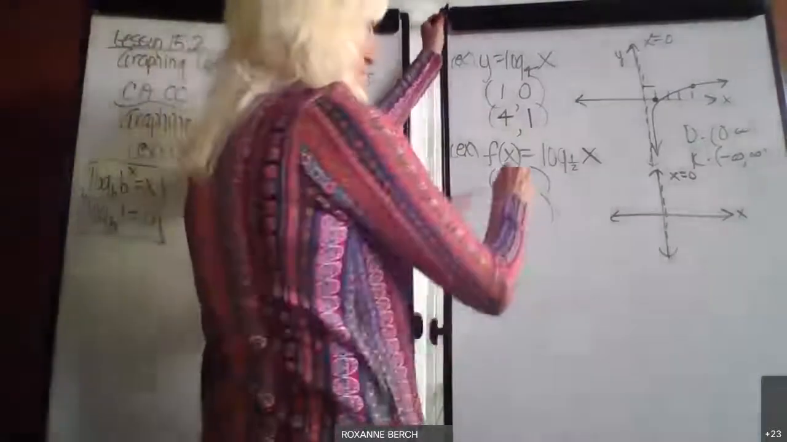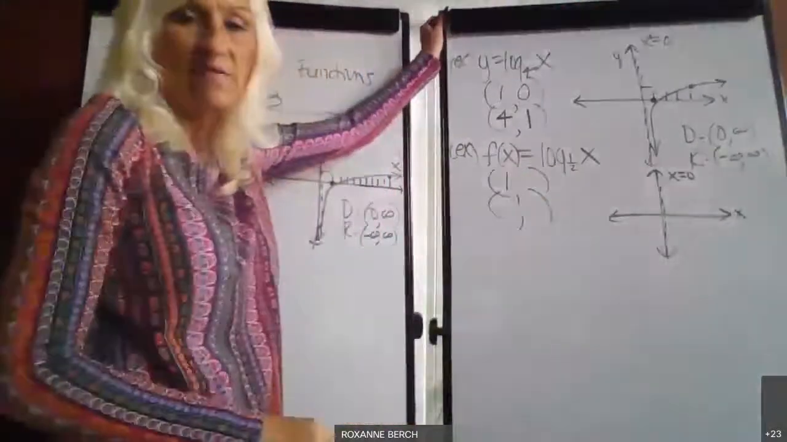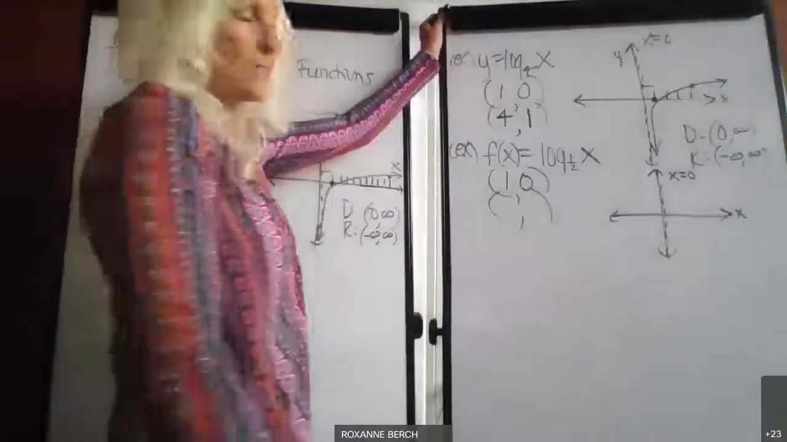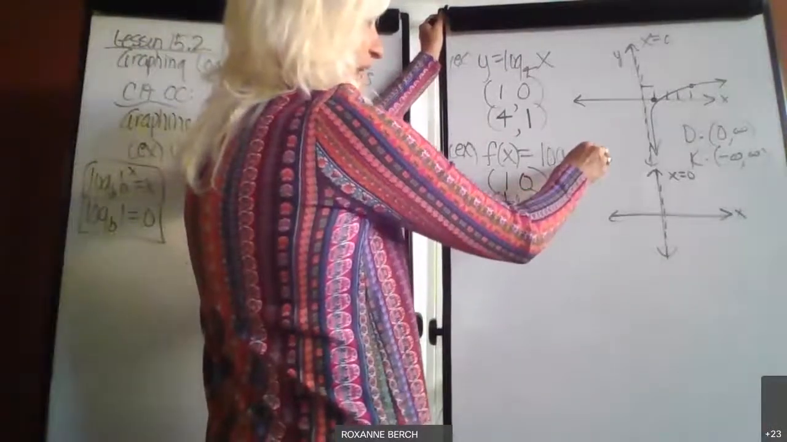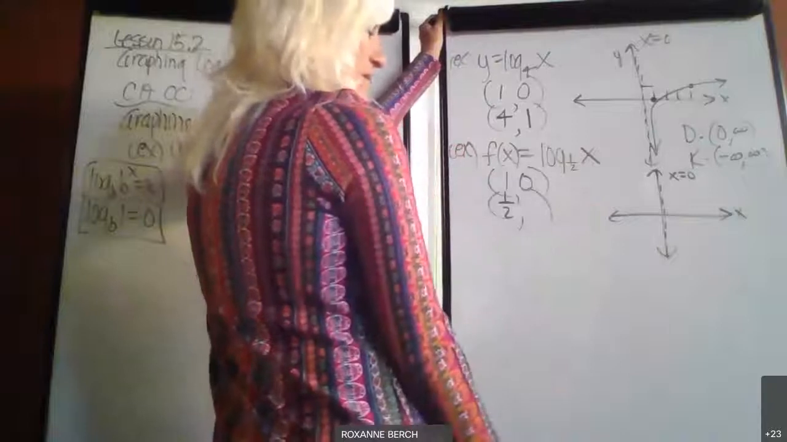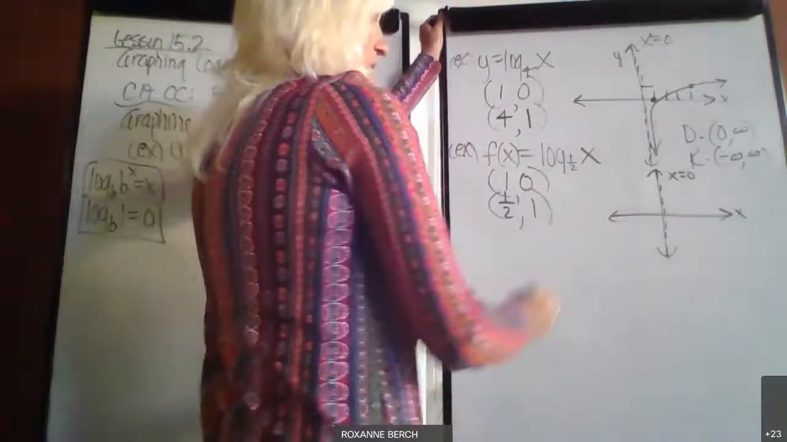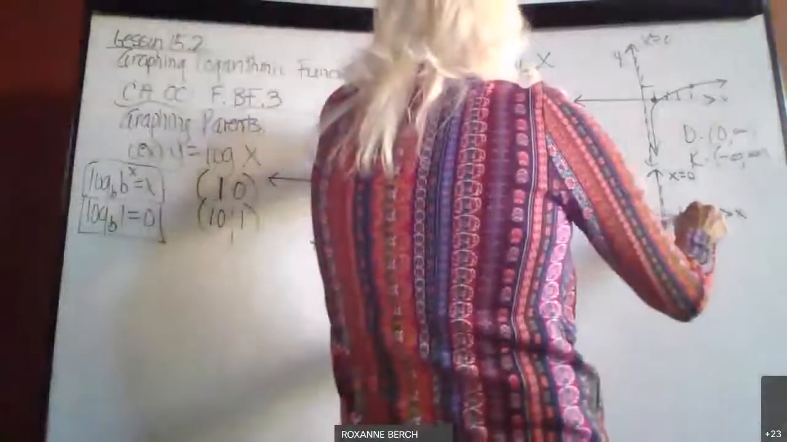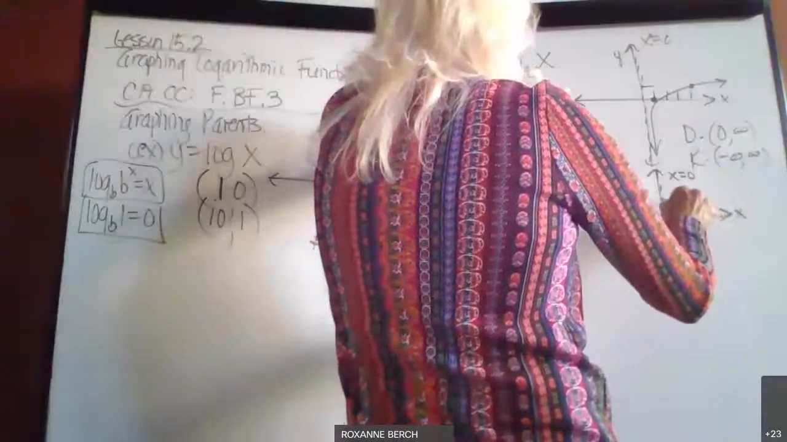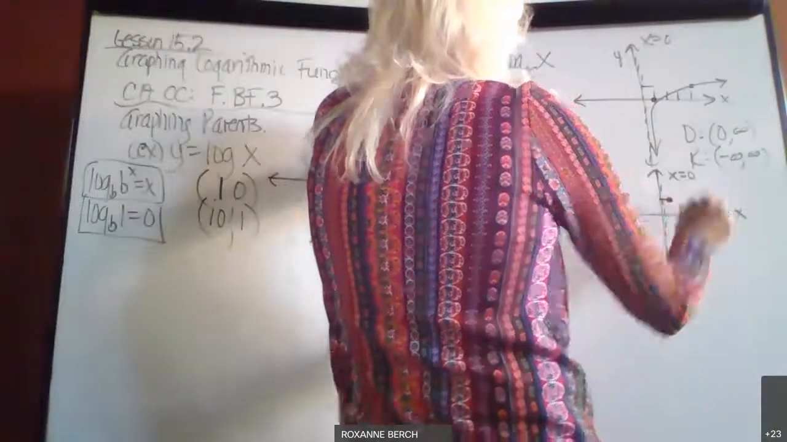1. What's log base a half of 1? 0. Pick another nice x. A half. So what would log base a half of a half to the 1 be? Just 1. All right. So what we have here is right 1, 0, and right 1/2, up 1.